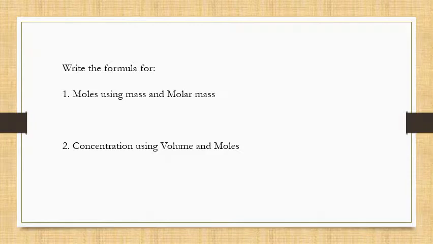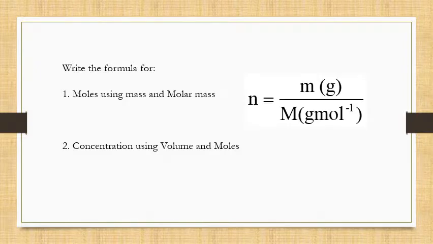Write the formula for the moles using mass and molar mass, and now write the concentration using volume and moles. The number of moles is mass divided by molar mass, and this is the equation we've just been introduced to: concentration equals number of moles divided by a set volume.